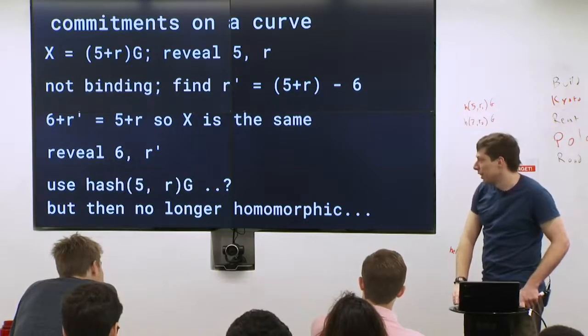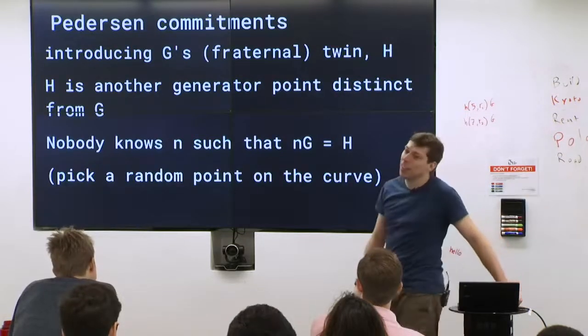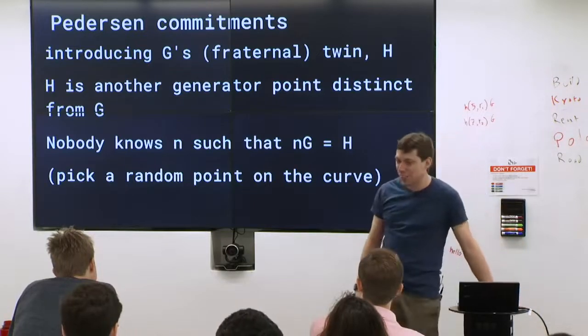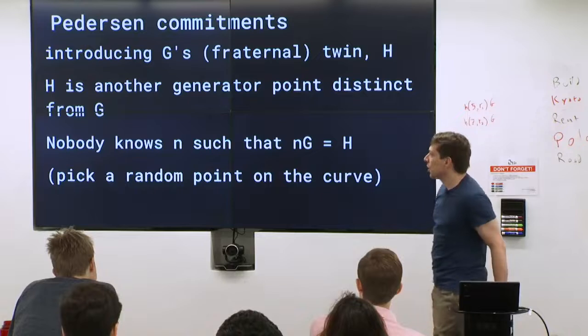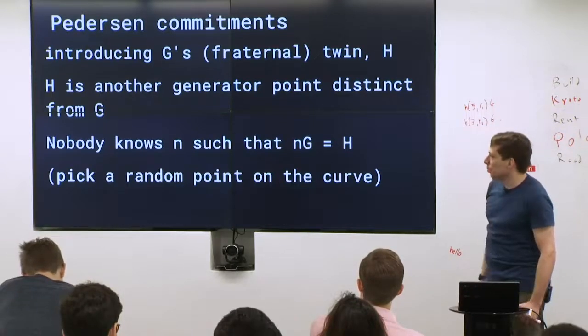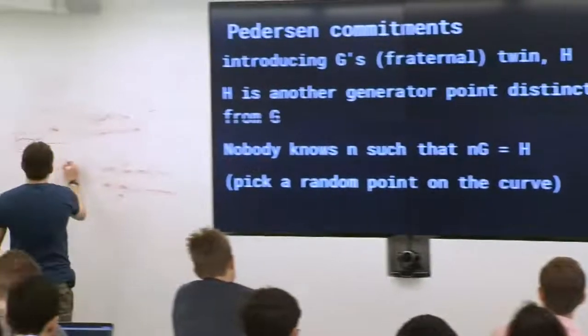Yeah, then the way you actually do it is totally non-obvious. And introducing G's fraternal twin, H. You make another point on the curve, and you just call it H, which is the letter after G. Yeah, it's another generator point, distinct from G. So you just pick one. You say, okay, here's H.